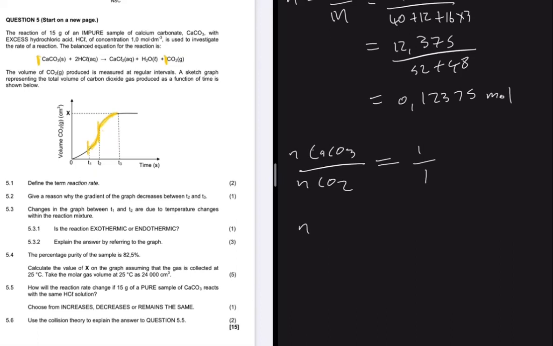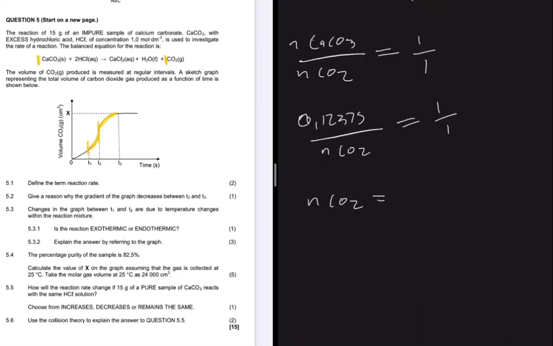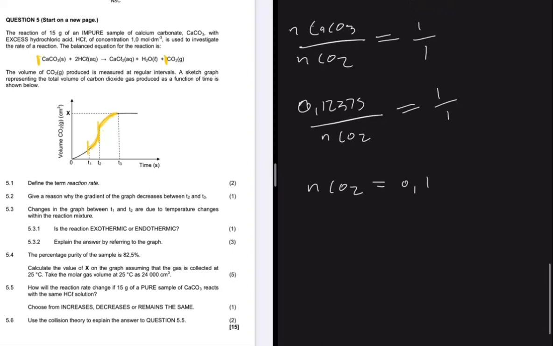For the number of moles of calcium carbonate, we say that it's 0.12375 divided by the number of moles of CO2, and this equals 1 divided by 1. So the number of moles of CO2 equals 0.12375 moles. So now we have determined the number of moles of CO2. We can then find the volume of CO2.